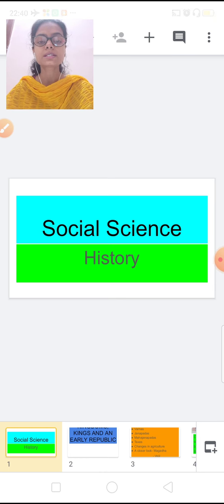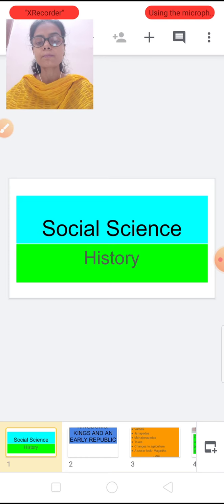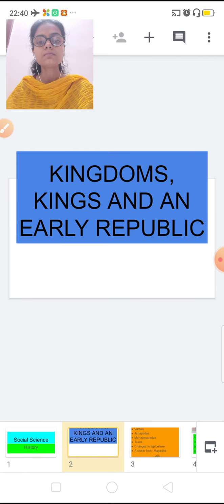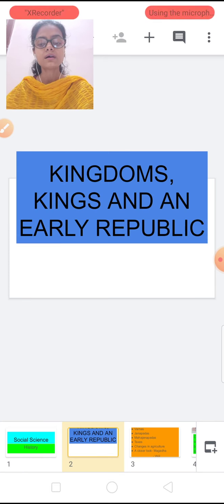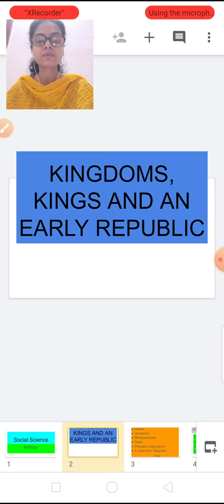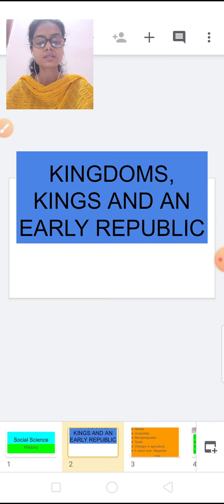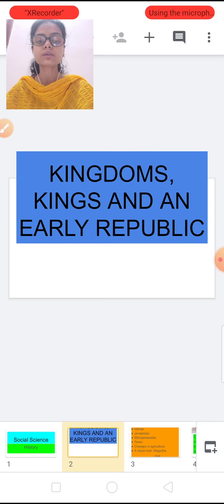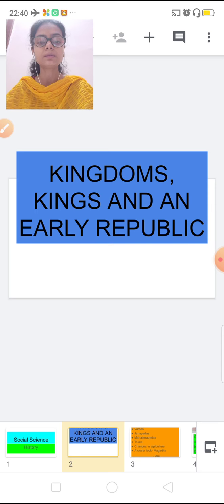Today in this class we are going to take one topic from our history NCERT book. Our topic today is Kingdoms, Kings and an Early Republic. Students, just see, those who have the new edition of the NCERT book, in those books this is chapter number 5, Kingdoms, Kings and Early Republic.